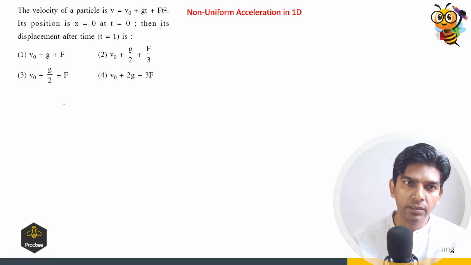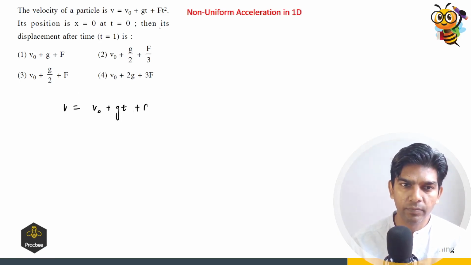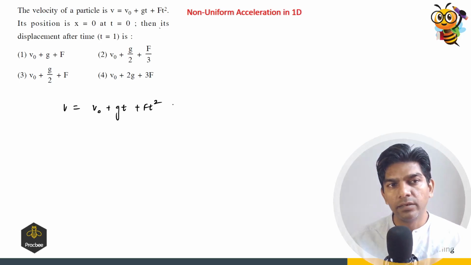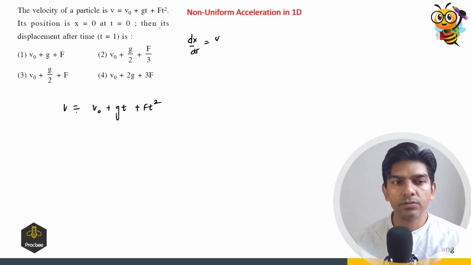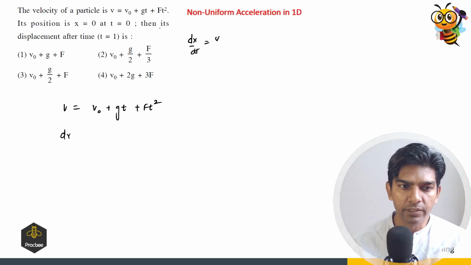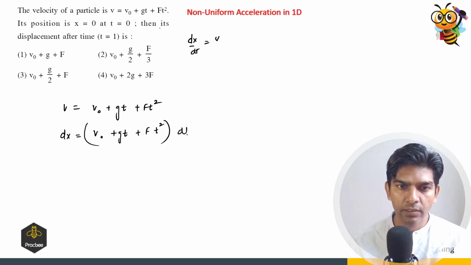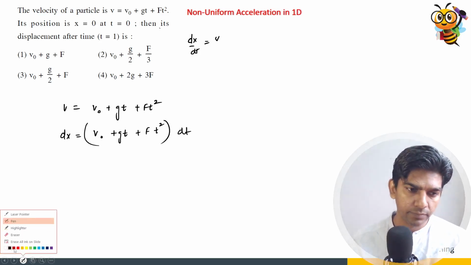So we have v equals v naught plus gt plus ft square. And we know that dx by dt is velocity. So we can write v as dx by dt. So let me take dt on the other side. Now let us integrate this.